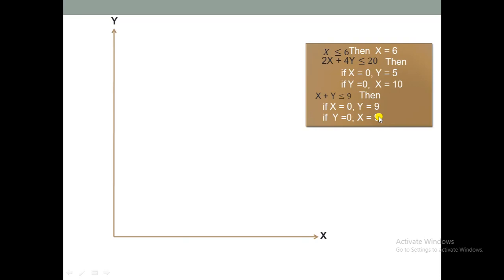Now looking at the values of x and y, the minimum value of x is 0 and the maximum value of x is 10. The minimum value of y is 0, the maximum value of y is 5. So maximum up to 10, we require only that many coordinates on the axis. Accordingly you can distribute the coordinates. So 1 2 3 4 5 6 7 8 9 10.